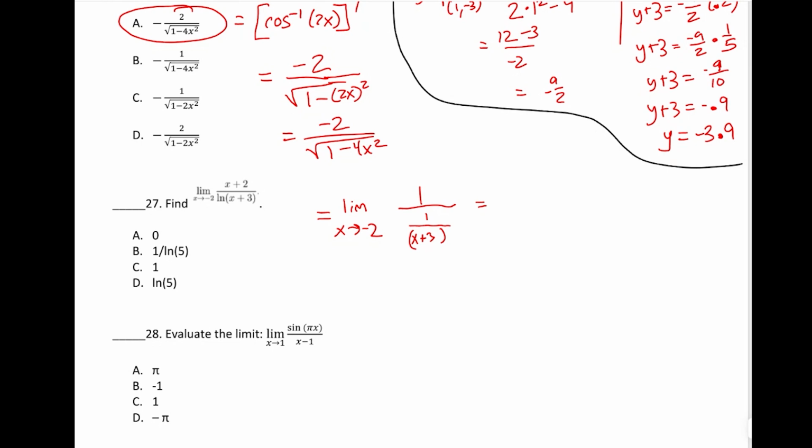Now I've got 1 divided by a fraction. I'm going to simplify that. Whenever you're dividing by a fraction, that's the same thing as multiplying by the reciprocal, so this is just going to turn out to be x plus 3. And then if I substitute in -2, I'm going to get -2 plus 3, which is +1. So our answer is C.